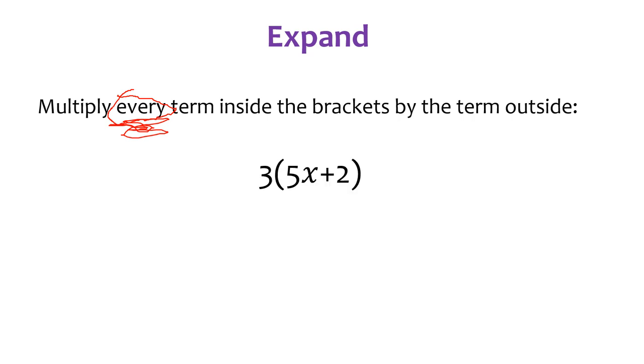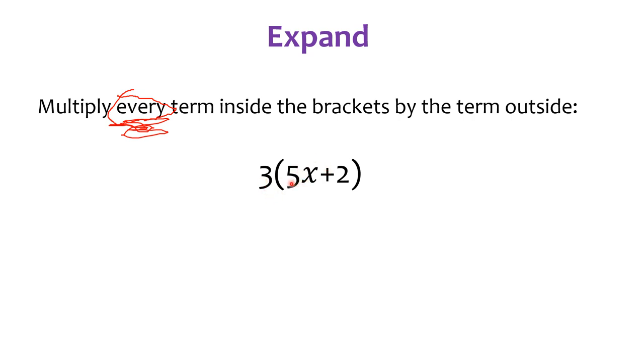Let's look at an example here. We have 3 into 5x plus 2. What does this theory say? We are going to multiply the term outside the bracket with every term inside the bracket. How many terms do we have inside the bracket? We've got 2 terms: 5x and 2. Terms are separated by a plus or a minus, a negative or a positive.